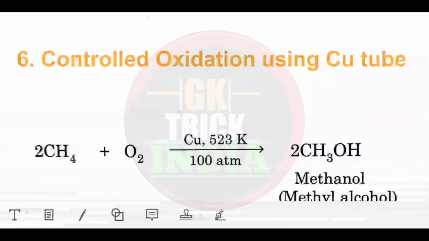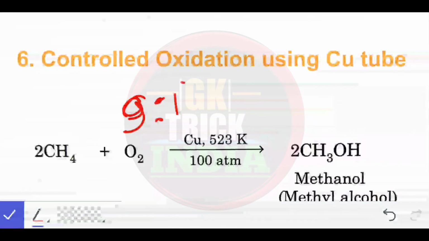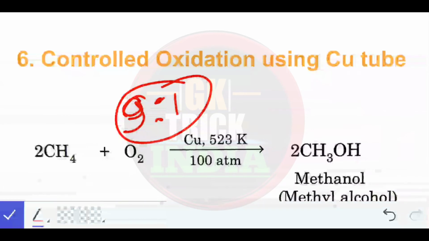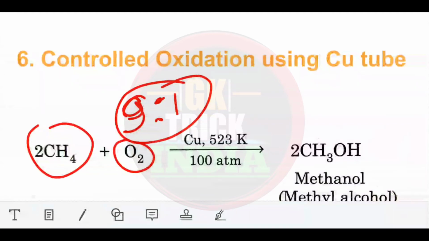The methane and oxygen are in the molar ratio 9:1. So you must be realizing that methane is in excess and oxygen gas is in less amount. So obviously the complete oxidation cannot take place to produce carbon dioxide and water.